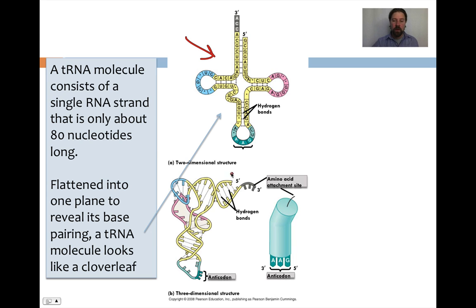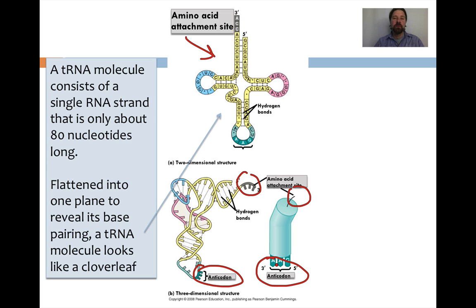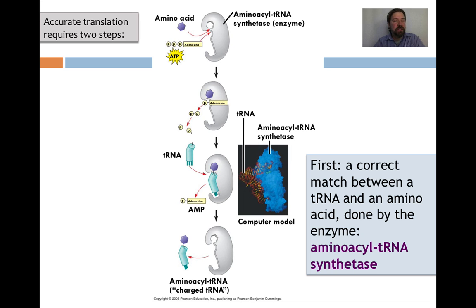And you can see on one end, you have an amino acid attachment site, and on the other end, way down here, you have the anticodon, which we said a minute ago was the three-letter combo that matches up complementary base pairs to the mRNA's codon. So the amino acid attachment site's on one end, the anticodon is on the other end. For translation to be accurate, it's going to require two things to go down.